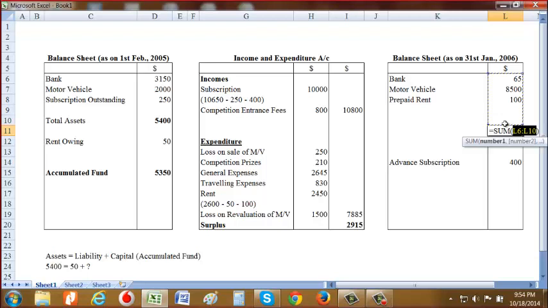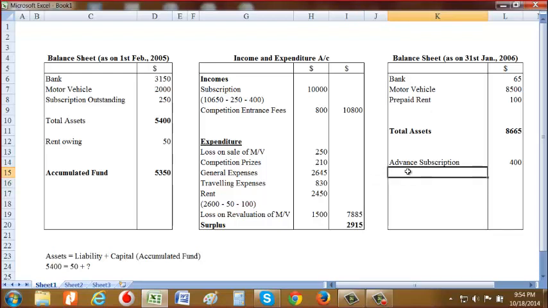The total of assets will be this much. So I will write here total assets. And this total should be equal to the liability and accumulated fund. Agree? Now advance subscription is a liability and is any other liability there? No. Rent owing. Previous year we had rent owing, but this year we didn't have rent owing. This year we have prepaid rent. So there is no other liability.